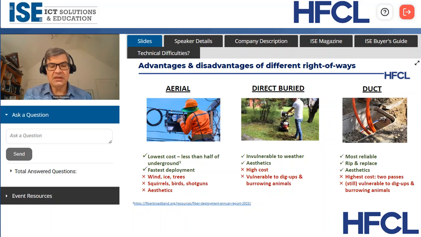Direct buried does have the advantages that once you get it deep enough, it's going to be pretty much resistant to weather, and the aesthetics are going to be better because everything's going to be hidden. It's going to be higher cost, and if you direct bury the cable, you're going to have some potential issues with burrowing animals like gophers and moles and the like, and it's also vulnerable to damage from dig-ups and cuts.